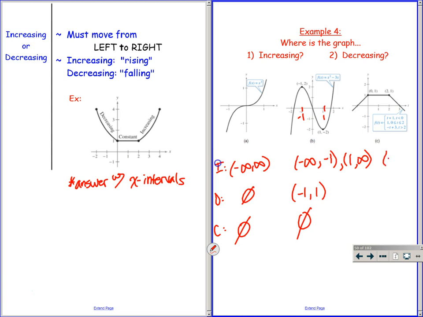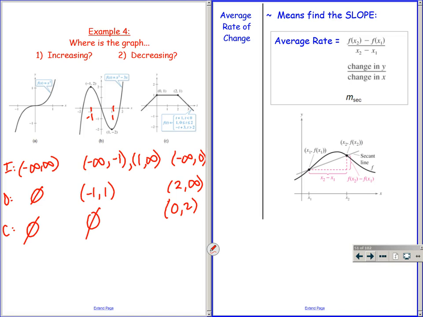This one actually rises from negative infinity to 0. Falls from 2 to infinity. And it's constant in between that 0 and 2 because it literally does flatten out for a portion. But when we're answering the increasing, decreasing question, we're using intervals. Okay. Go ahead, you guys can back up.